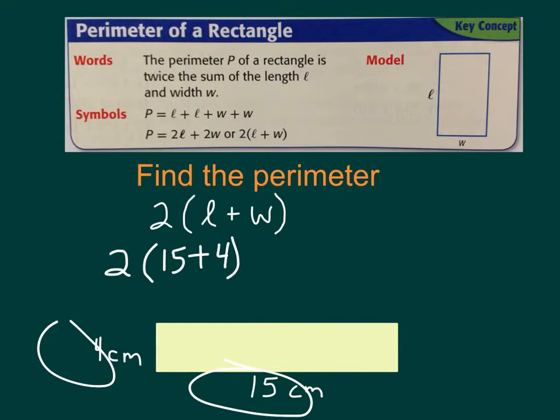Now it's like an order of operations problem, so I do my parentheses first. It's 19. And I know that if there's no sign next to two numbers, that means I multiply them. 2 times 19 is 38. And I need to remember my label. What am I measuring in? It's centimeters, so I just put centimeters.